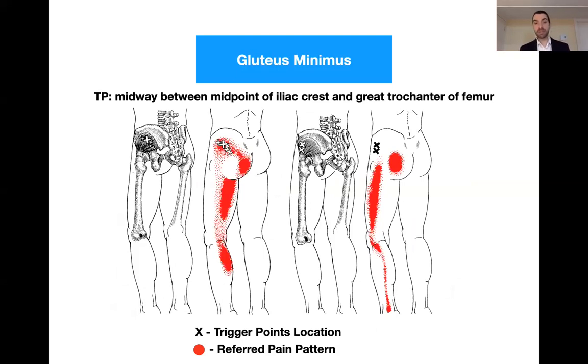And the gluteus minimus. So the gluteus minimus, it's a little below the gluteus medius. So it's in the midway between the midpoint of the iliac crest and the greater trochanter of the femur. So it's a little below. So for example, if the iliac crest is here, the gluteus medius, you'll search around here. You see, the trochanter is here. So the gluteus minimus, you will search around here. It's a little below. Okay, the midpoint is very important. This line is very important, right in the middle.